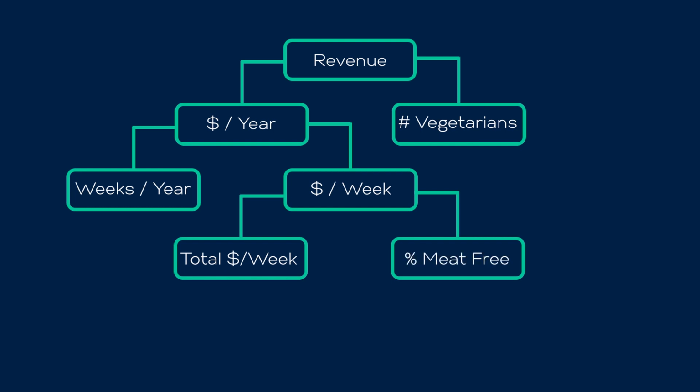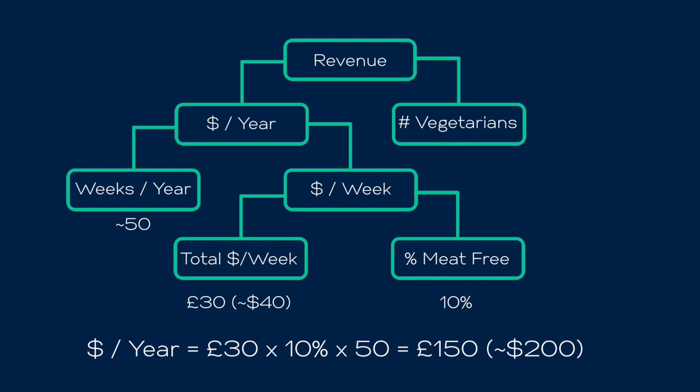Now I think I can kind of guess these two boxes. So the first one, I'm going to say this is around £30, so that's around $40. And the other one, I'm going to estimate this to be around 10%. These might not be exactly right, but they're just estimates. And now that we've got everything, we can actually work our way up, saying that the number of weeks, yes, that's 52, but let's just say it's 50 for the sake of calculation. And if we work our way back up, we can get the amount spent per vegetarian in a year spent on these meat-free alternatives to be about £150 or $200.